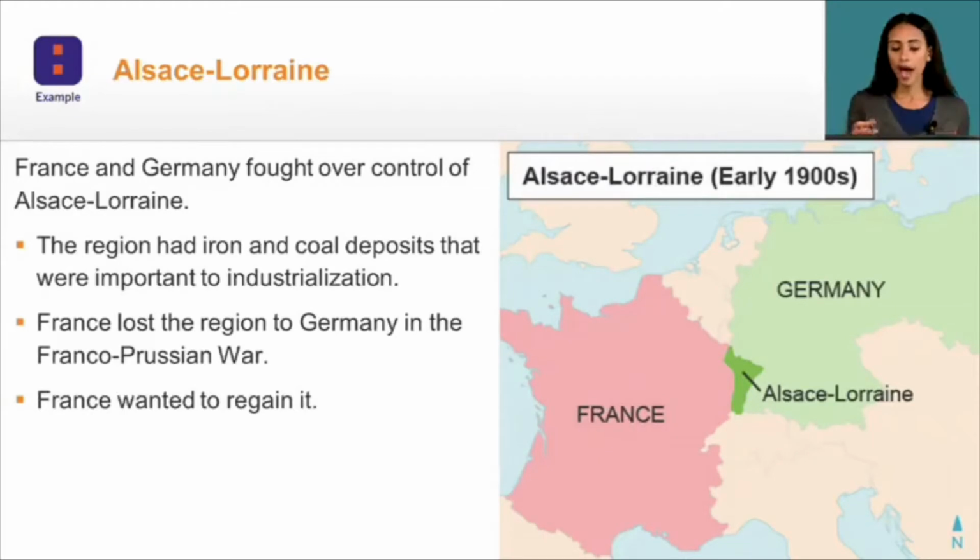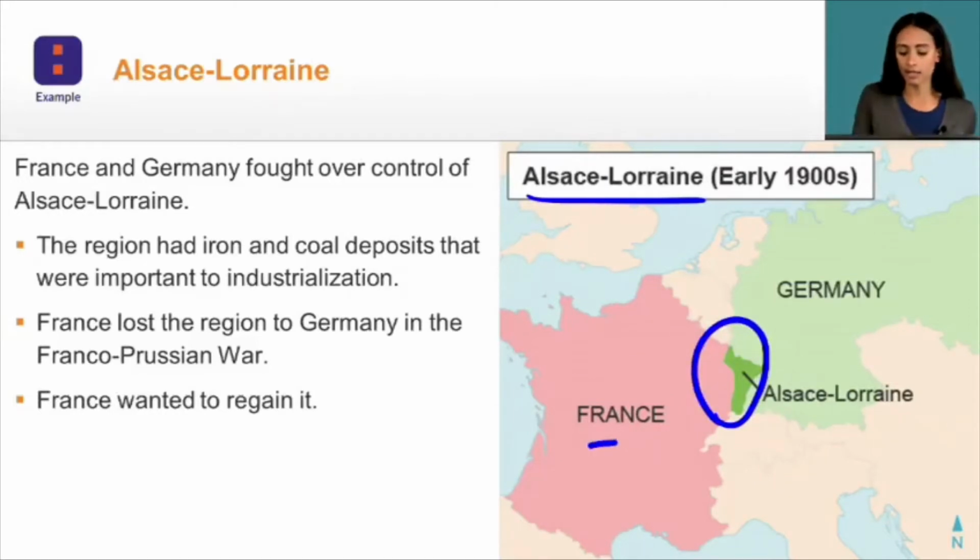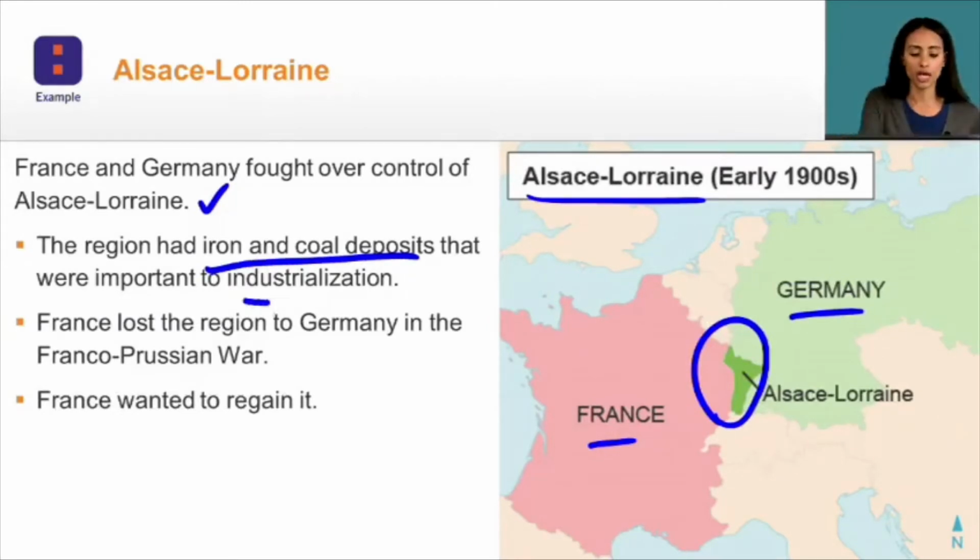Now, we're talking about a region called the Alsace-Lorraine, which you can see depicted here as being kind of right in the middle between France and Germany. Now, France and Germany are fighting over control of this region because it has iron and coal deposits that are really important to industrialization, which was hot at this time, right? We're right on the heels of the Industrial Revolution, and so countries are trying to industrialize quickly.